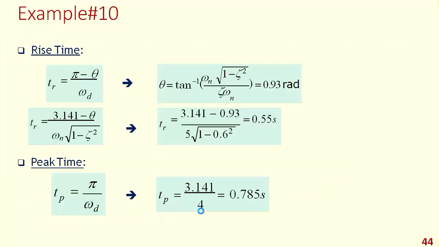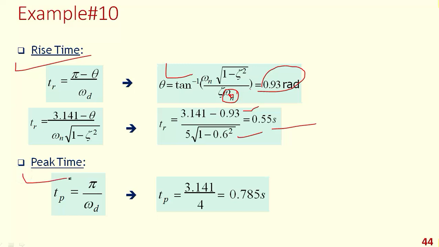corresponding coefficients. So here the first parameter we need to find is rise time. Rise time is given by pi minus theta divided by omega d. Theta is equal to tan inverse of omega n under root 1 minus zeta square divided by zeta. This is not omega n. Okay, so this comes under root. So we will get the value of theta is equal to 0.93 radians. Then rise time is equal to pi minus theta. Zeta is known. We will get the rise time.